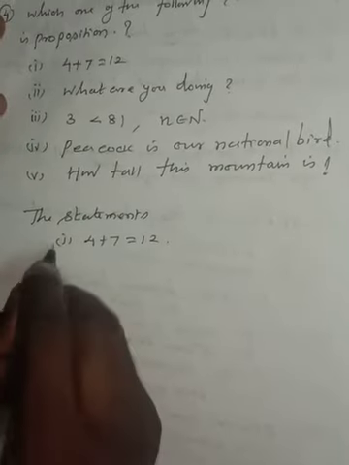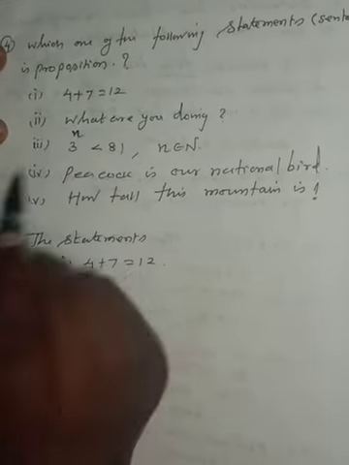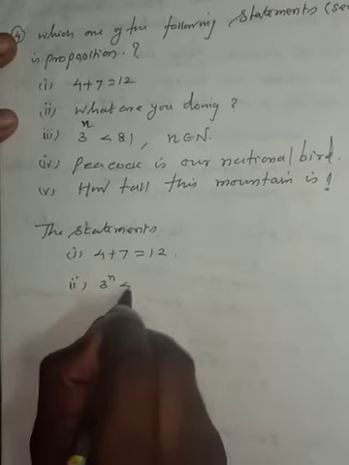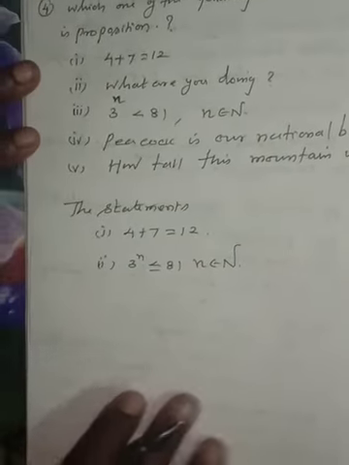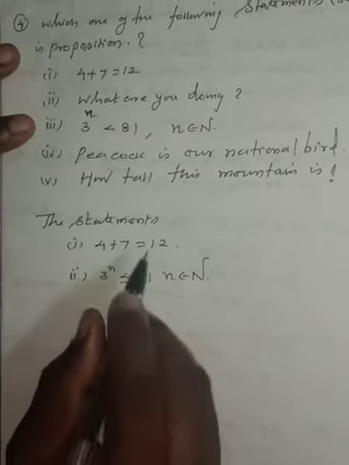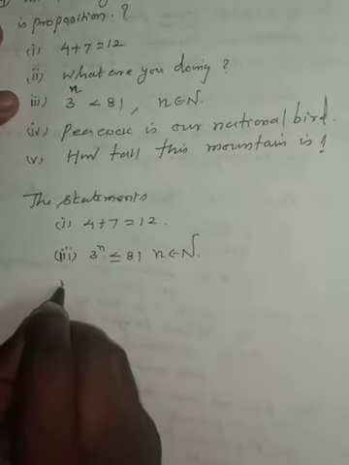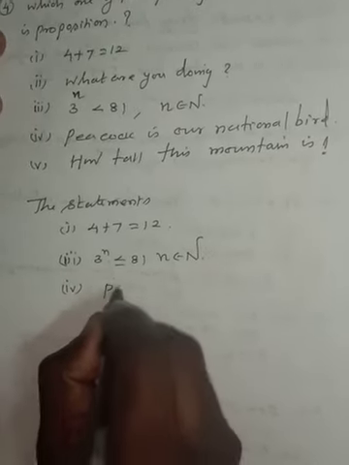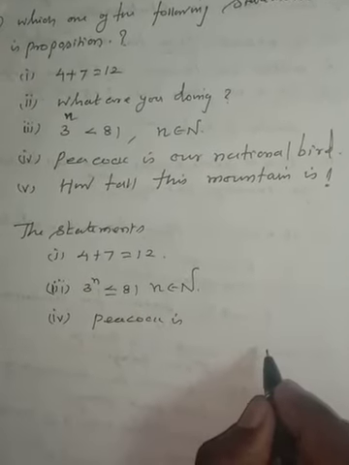Number 1, 4 plus 7 is equal to 12. Number 3, 3 power n less than or equal to 81, n belongs to the natural number set. Number 4, peacock is our national bird.